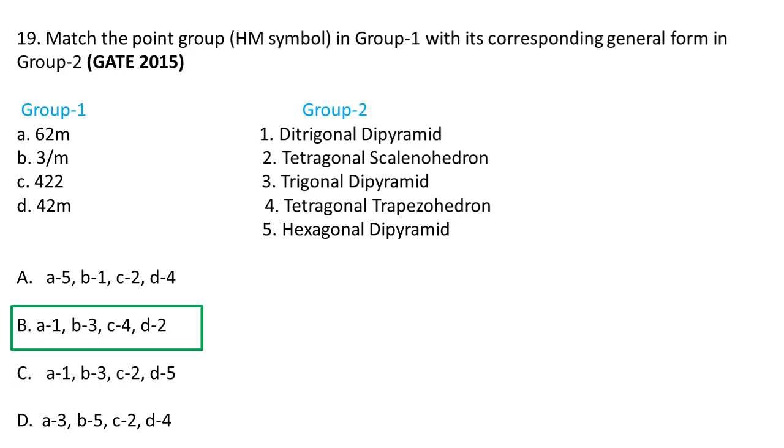So 6-2m is represented by hexagonal dipyramid and 3/m is represented by trigonal dipyramid, and 4-2 is represented as tetragonal trapezohedron, and 4-2m is represented as tetragonal scalenohedron. So that's why B is the correct option.